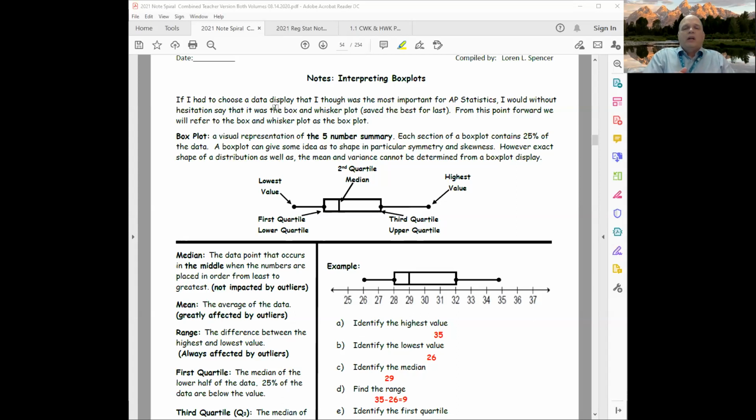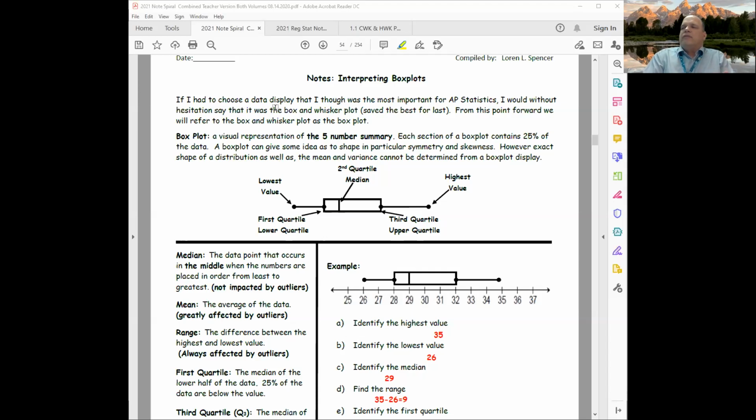And quite frankly, they're not used a whole lot, or you don't see them a whole lot before then. Supposedly you're introduced to them in middle school, but I've found that that's not always the case. But for AP Stats, this is the most important graph. It's very easy to use, very easy to understand.